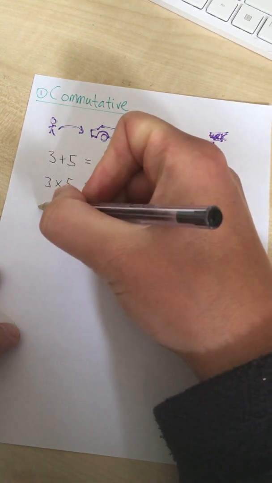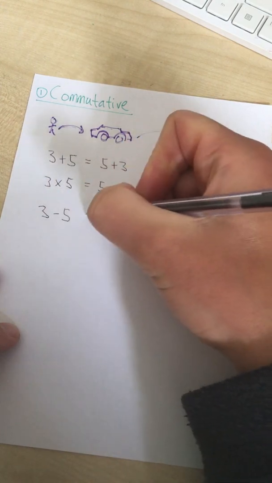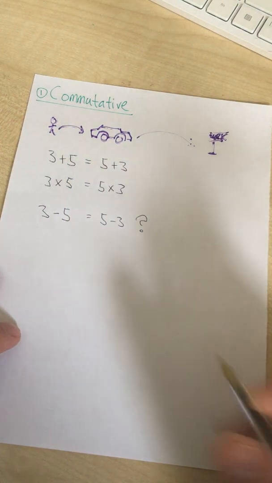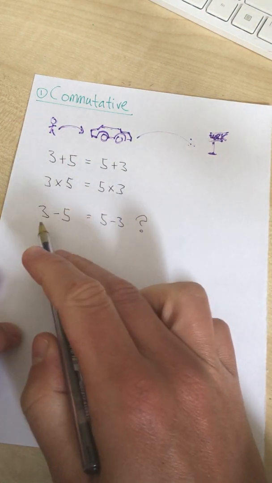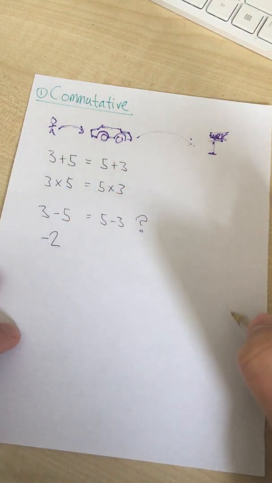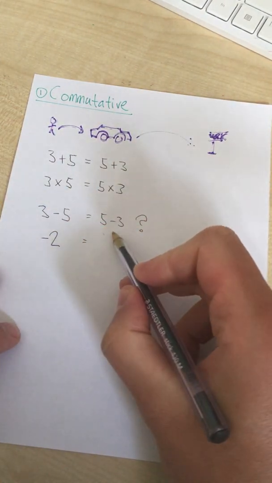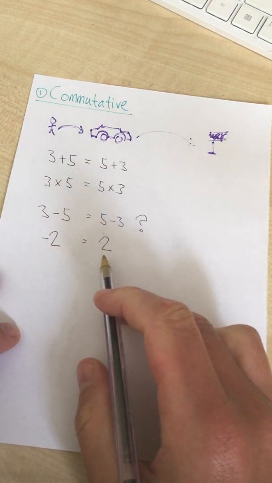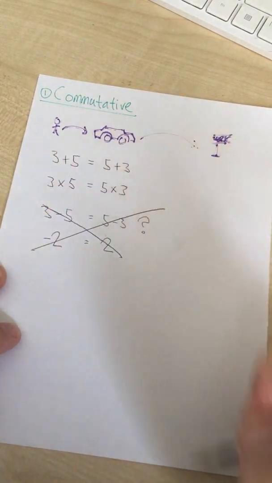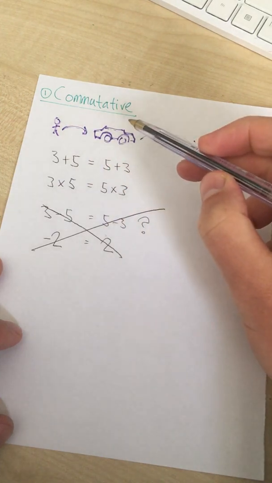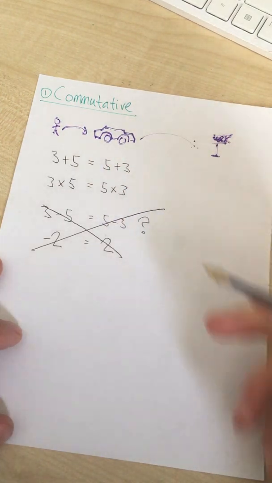Let's test that theory. 3 take away 5 equals 5 take away 3, question mark. Now 5 is bigger than 3, so 3 take away 5 actually equals negative 2. 5 take away 3 equals 2. Negative 2 equals 2. No, it doesn't. Load of rubbish. Cross it out. So, to recap, the commutative law only works for addition and multiplication. That's the first one.